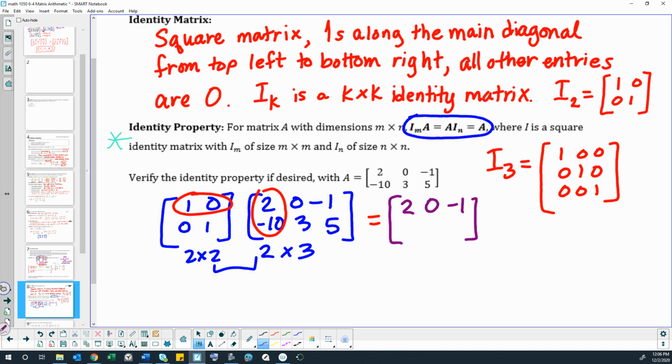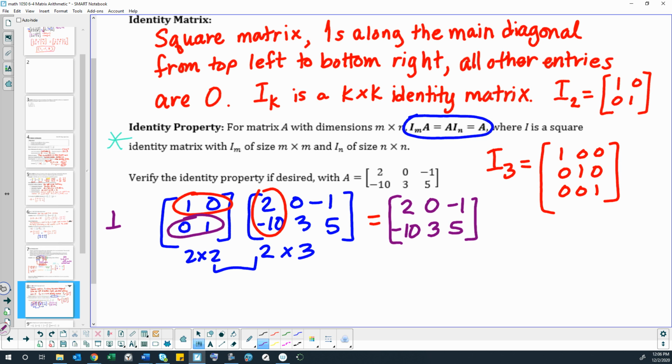Now we move on to the next row. 0 times 2 and 1 times -10. So the 2 turns into a 0, and we're left with -10. 0 times 0 and 1 times 3. 0 times -1 and 1 times 5. So following the rule we just learned for multiplying the identity should give us the exact same matrix again.